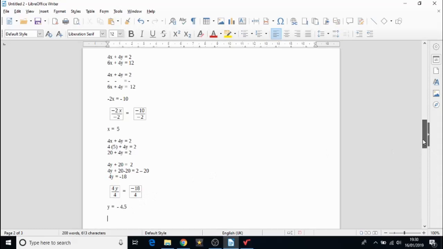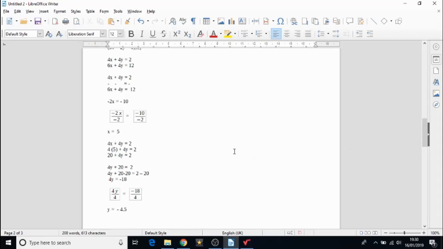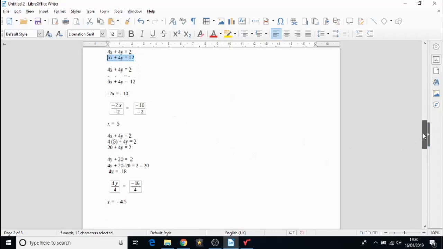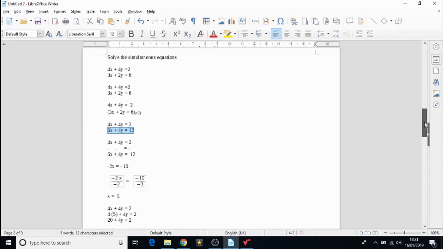And if you're not convinced that your x and your y values are correct, you can key into the second equation and see if the values satisfy that equation. I'm not going to do it, but you can see it for yourself in your own time. And that's how you work out the second simultaneous equation.